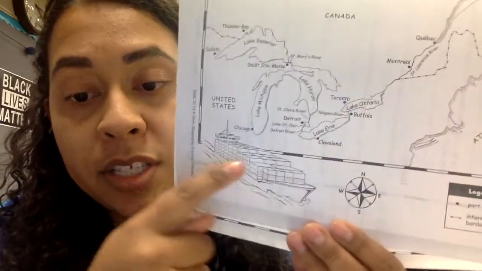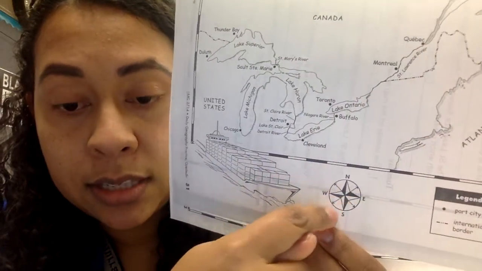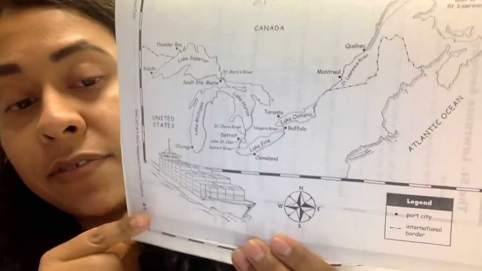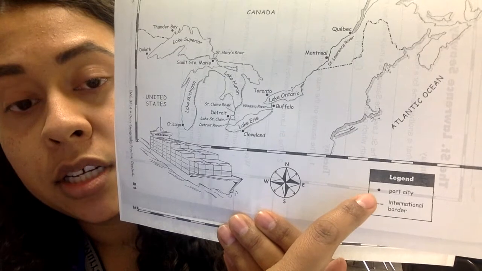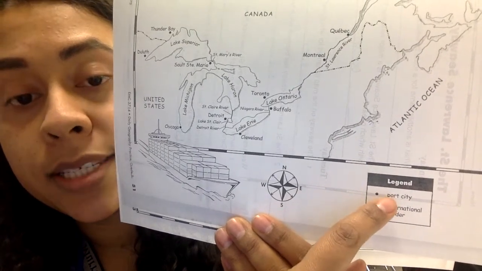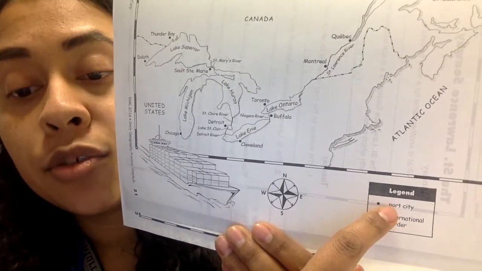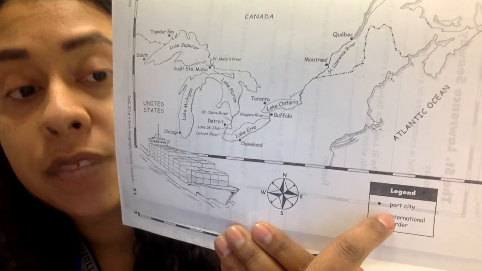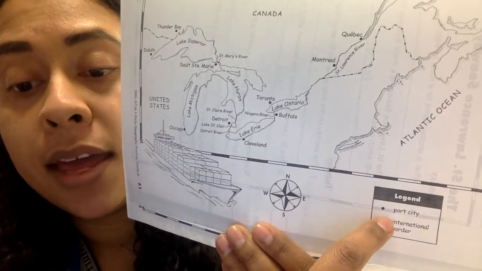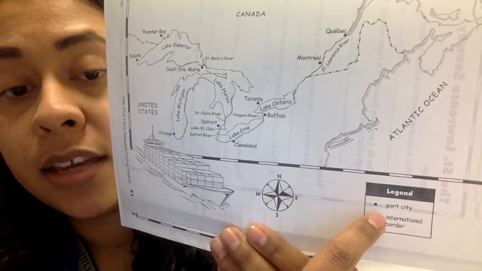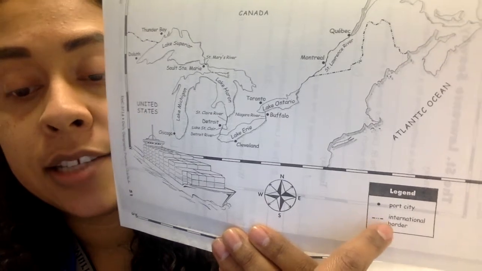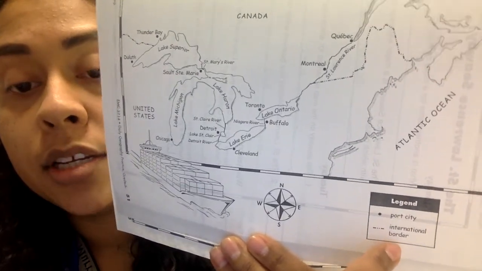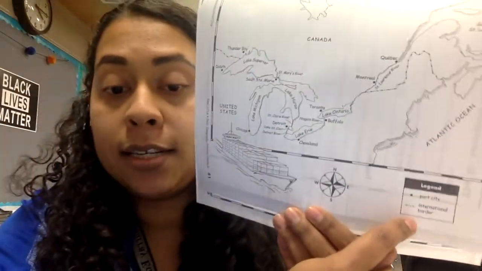So now below here we just have the compass, which is north, east, south, west. And then we have the legend. So the legend says that this symbol, shaded in dot, is a port city. So it is a city that is connected to a waterway where ships can go and connect to the port. Then this dashed line, this dash dot dot dash line, is an international border. So international means different countries are connected. Okay, so now let's go on to Monday number 1.